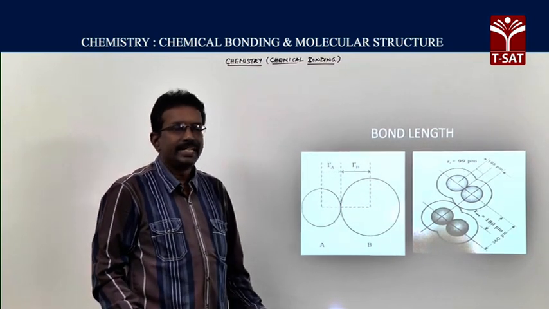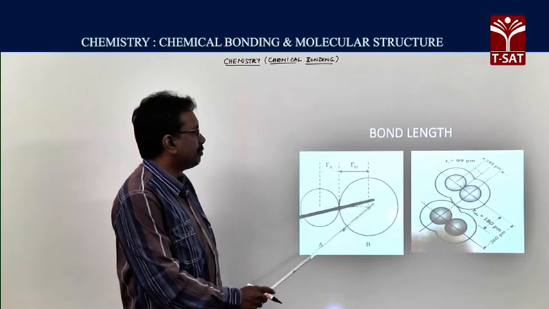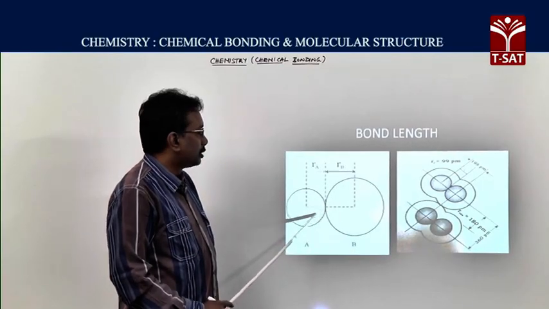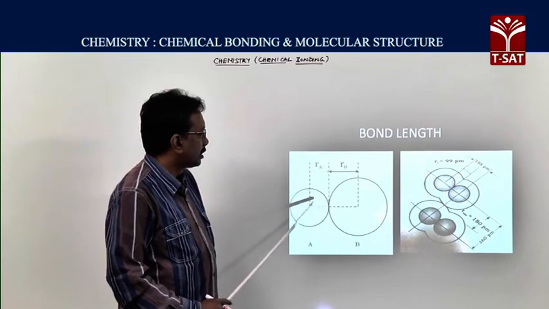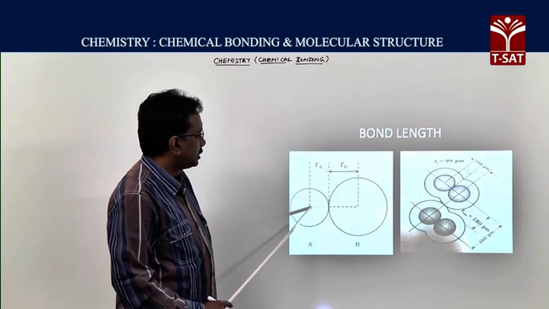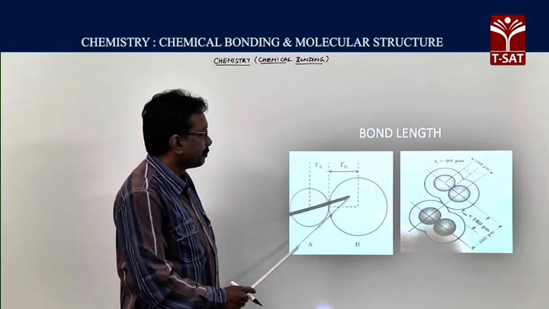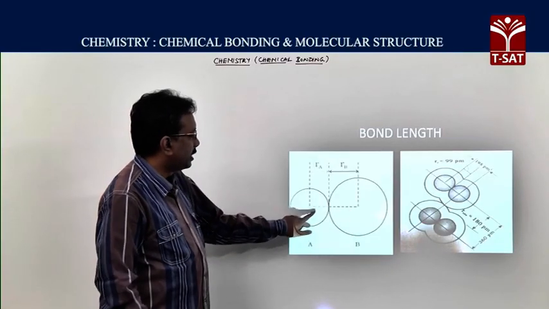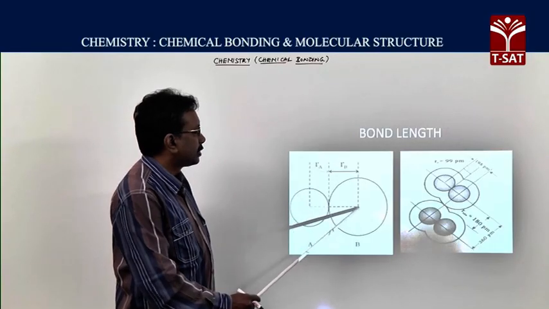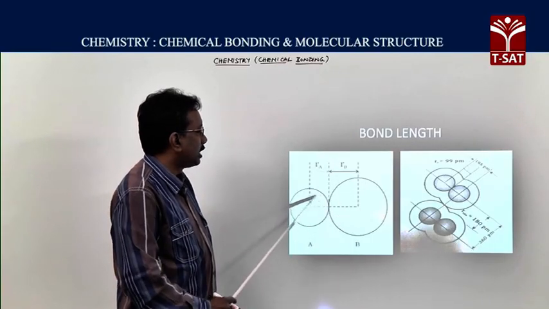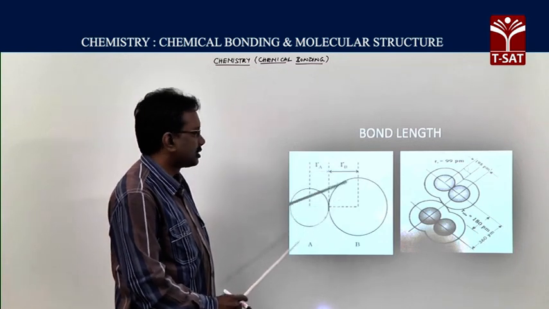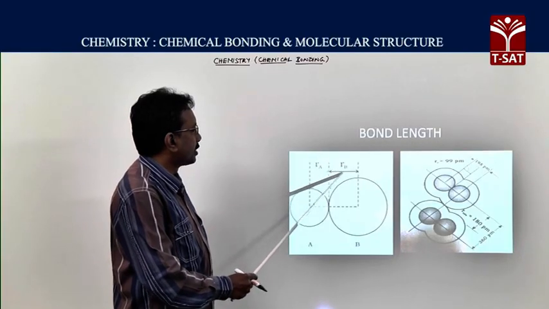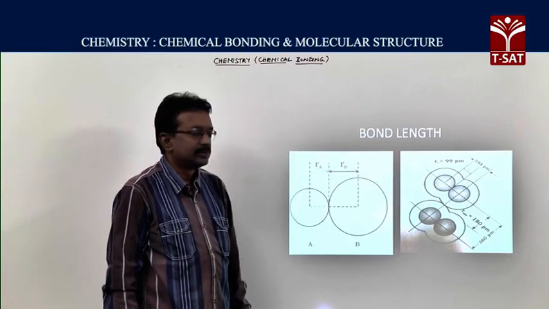This bond length indicates the distance between the bonded atoms. So I am taking two atoms here, A and B. Both are bonded with the help of a covalent bond. Now here, the center of the nucleus of bonded atom A and the center of the nucleus of bonded atom B. This distance from here to here is called the internuclear distance. Because both have different sizes, this is called the covalent radius of A and this is called the covalent radius of B.